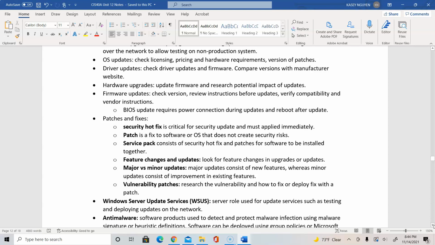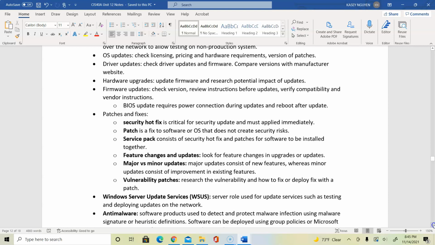For any kind of features and changes in the updates, we want to review the features and changes before we perform upgrades and updates. Minor and major updates differ: the major updates consist of new features, and the minor updates consist of improvements to existing features. So we have to look at those changes. We want to patch vulnerabilities, so we would research the existing vulnerability and how to deploy the fix for it. So we must first test the fix before we deploy it.